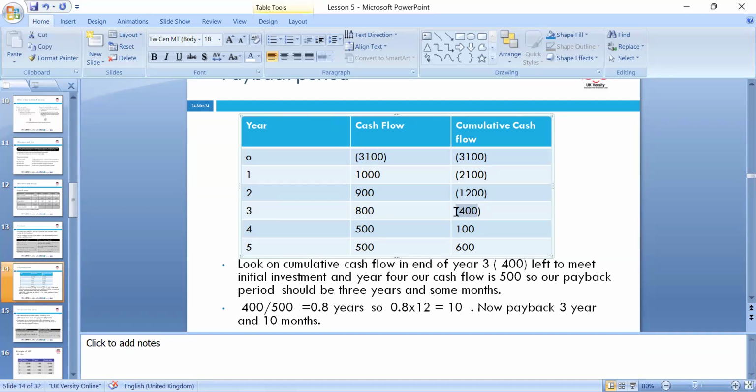At the end of 3 years, you have £400 outstanding cash flow to divide by the following inflow. We can't say the project takes 4 years, because in the 4th year we are getting £500. Outstanding was 400, so 400 divided by 500. In a year we have 12 months, so we multiply by 12. So we can say this project will take 3 years and 10 months. That's our payback period. If another project takes 3 years 5 months, the shorter is the better. That's what we discussed in the previous lesson. So that's the way we calculate the payback period. Is it okay?